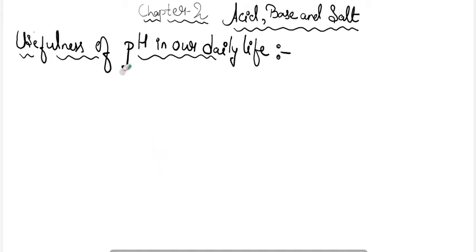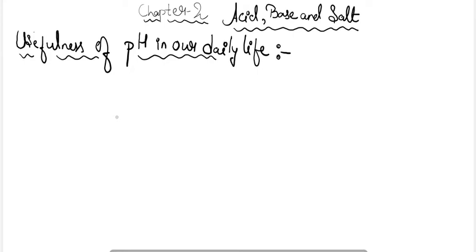Also we have discussed the different values of pH, the minimum value of pH, the maximum value of pH, the neutral value of pH. Also what kind of acids there are on the basis of the pH scale, the weak acid and the strong acid, and what kind of bases there are, the weak base and the strong base. All these things we have discussed in our previous class. Now let's move further and discuss the usefulness of pH in our daily life.